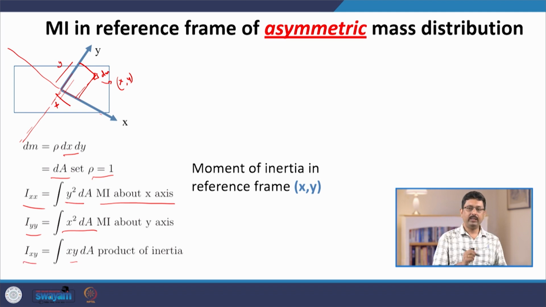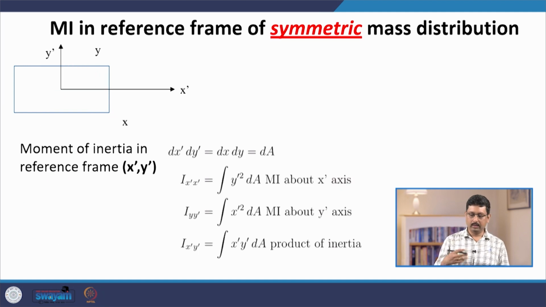By the figure it is clear that for this particular choice of axis, the mass distribution is not symmetric about the axis. So, we expect by definition that this Ixy is non-zero. Now, we can do the same thing for the black coordinate system, in which the mass distribution is symmetric. By symmetry, the middle point of this rectangle is the center of mass, and this axis is clearly passing through the center of mass.